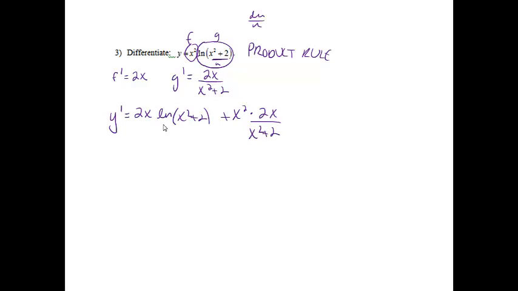Okay, and then I could clean this up a little bit. I do notice that both parts have a 2x that I could divide out, so that is what I'm going to do to clean it up. So if I factor out a 2x, my first term will have ln of x squared plus 2 left, and my second term, since the 2x will be gone, I will be left with x squared over x squared plus 2. And no need to get a common denominator or anything. That would be it.